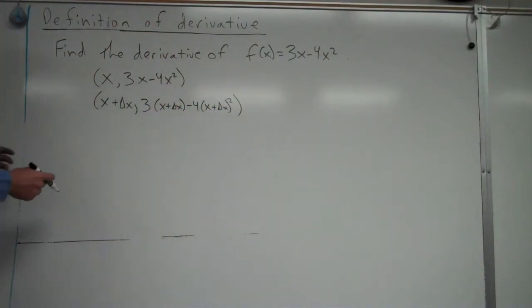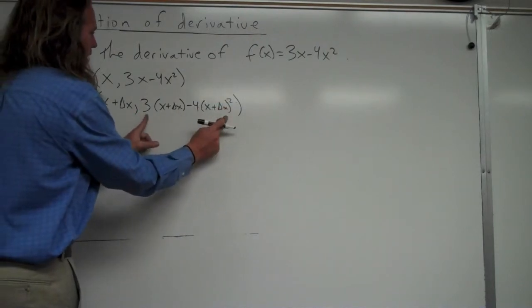Alright, now what I need to do is make a slope formula out of these. So it's going to be y2 minus y1.